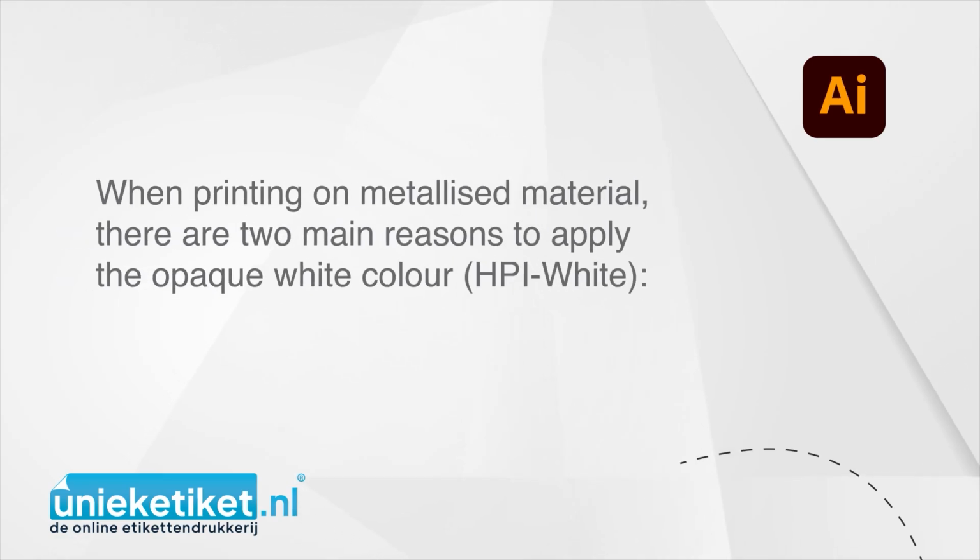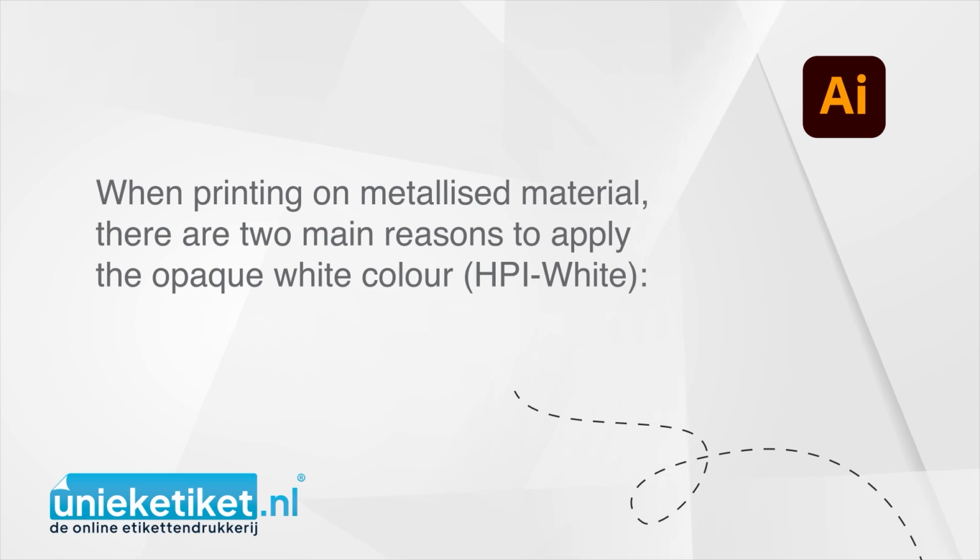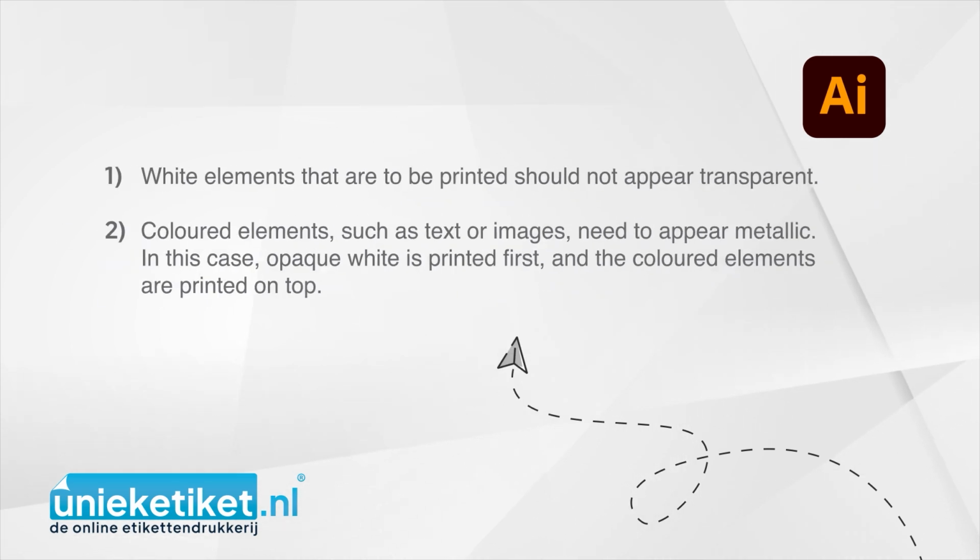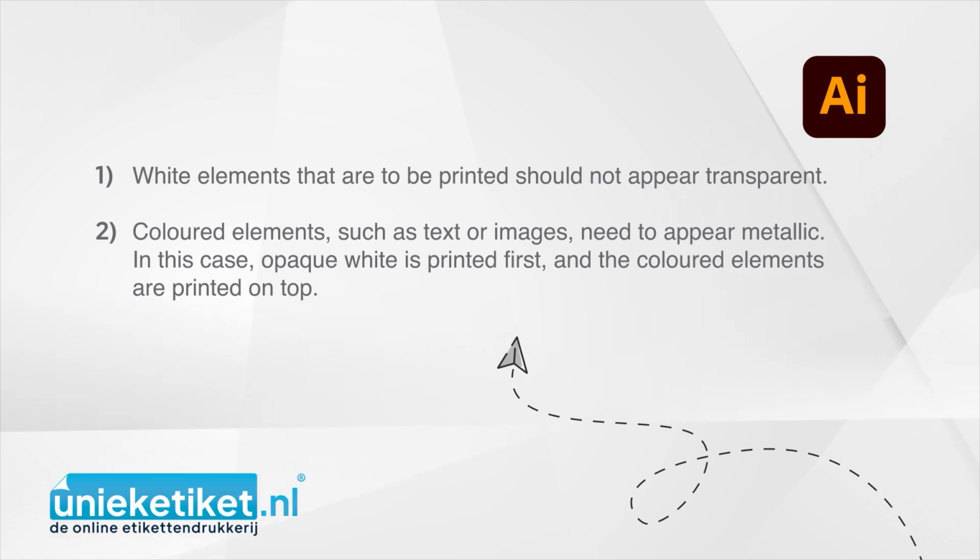When printing on metallized material, there are two main reasons to apply the opaque white color, HPI white. White elements that are to be printed should not appear transparent. Colored elements, such as text or images, need to appear metallic. In this case, opaque white is printed first, and the colored elements are printed on top.